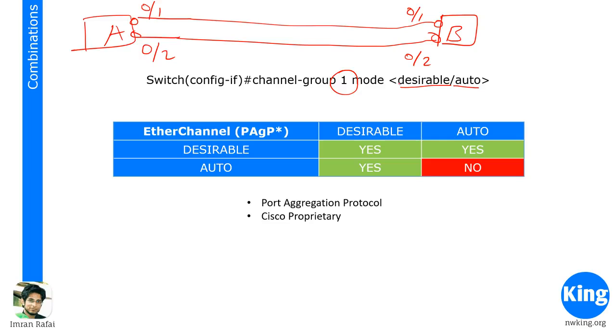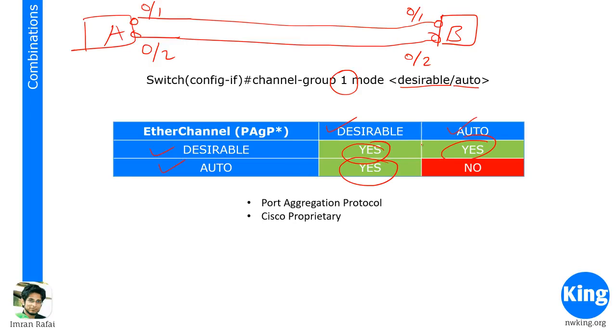So let's say you use desirable. One side you use, say, desirable, and the other side as well. If you use desirable on one side and desirable on the other side, the port channel will come up. If you use auto on one side and desirable on the other side, the port channel will come up. If you say desirable and auto, the port channel will come up.